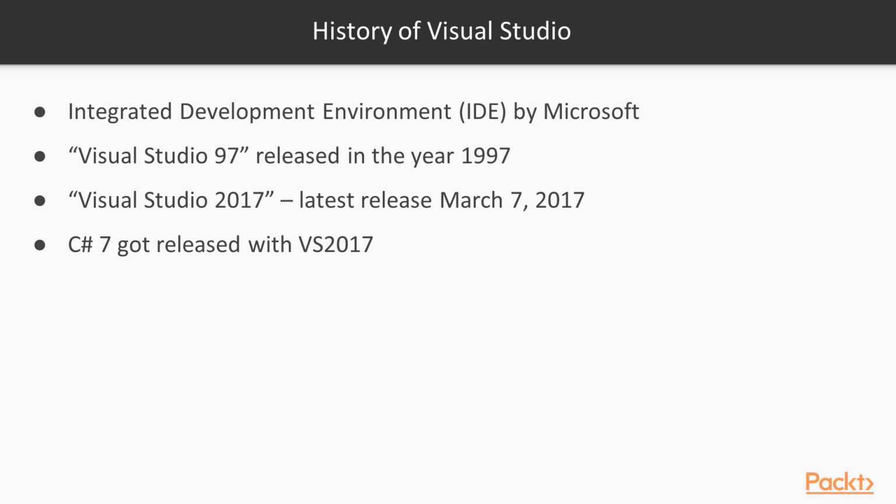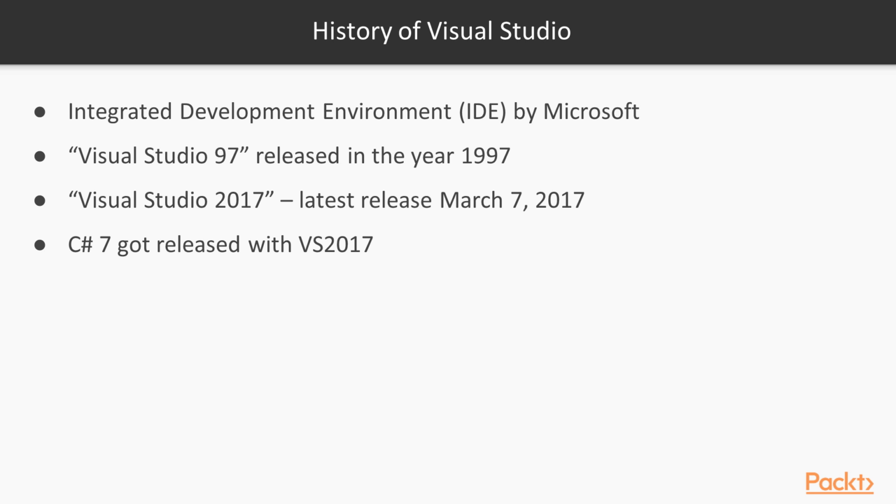Visual Studio is an integrated development environment by Microsoft. It's used to develop computer programs for Microsoft as well as other platforms. The first Visual Studio was released in the year 1997 and it was named Visual Studio 97. Till now they have launched 10 more versions of Visual Studio. The latest was released on March 7, 2017 and the name given was Visual Studio 2017.